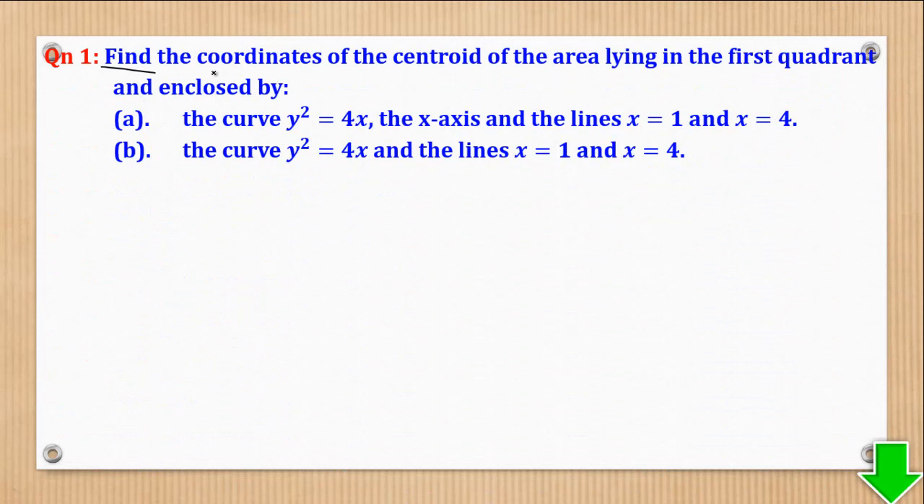Question 1, find the coordinates of the centroid of the area lying in the first quadrant and enclosed by the curve, this x-axis, and the lines this and that. Then part B, enclosed by the curve and the lines. So what is the difference between the two? Both are enclosed by this, but in part A, they include the x-axis, and here they don't include it. We are going to see how they differ. Let's begin with part A.